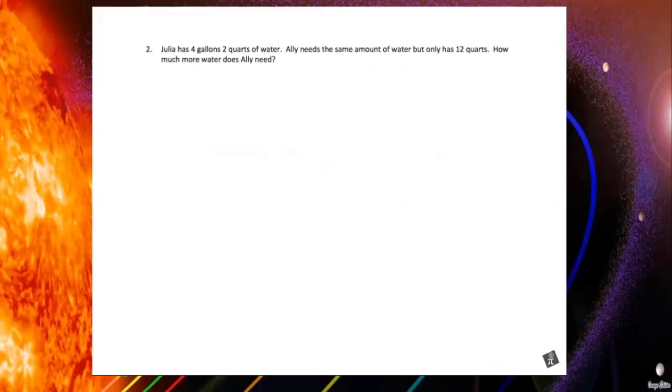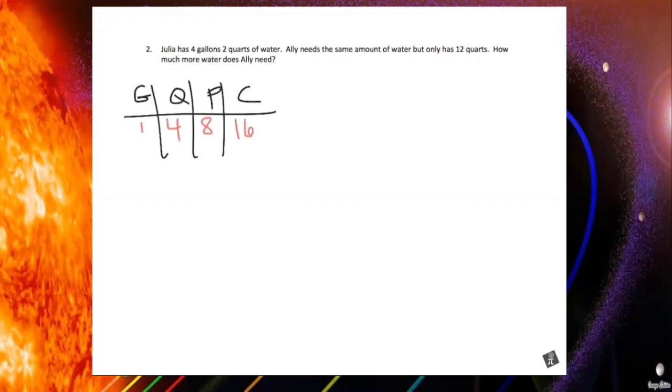All right, so on this one, we've got Julia, and she has 4 gallons, 2 quarts. Allie needs the same, but she has 12 quarts. How much more water does Allie need? So the idea is we're going to start with Julia, and good queens prefer chocolate. Oh, man, this is going to hurt. 1, 4, 8, and 16.